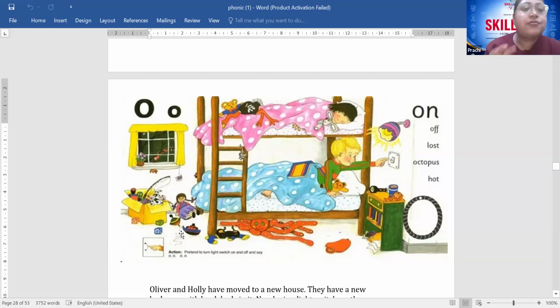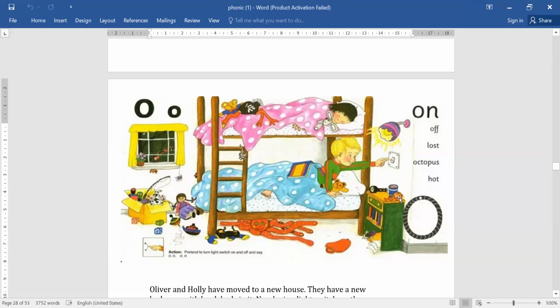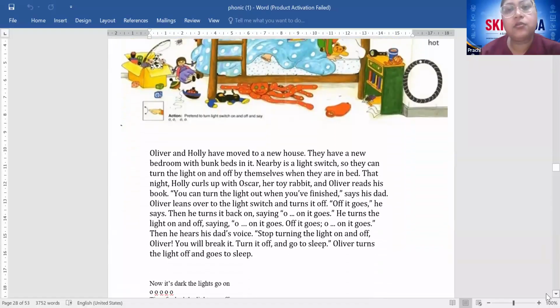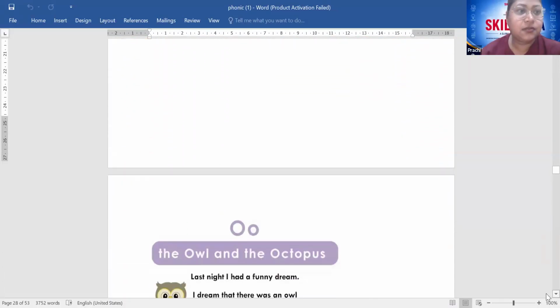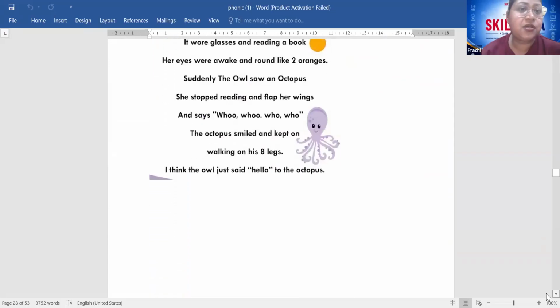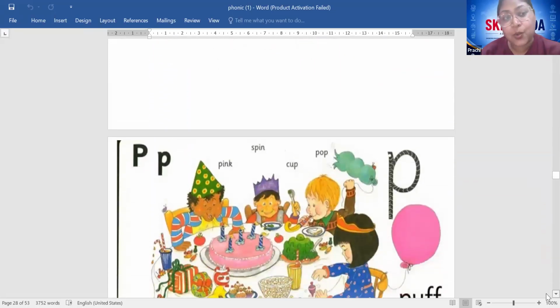So see, children are going to see all these things. They are going to observe all these things. And they will tell you, see, orange is here. The child is eating an orange. It's here on the side drawer. Octopus is also here. Like this, you can ask questions. What can you find in this picture? Where can you see letter O?